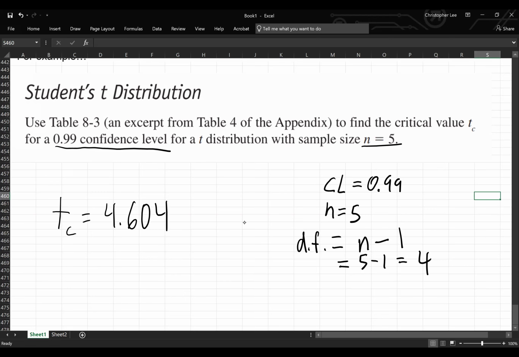Questions about this? That's the easy part. All right, go ahead. So your degrees of freedom is 4, right? So you go down 4, and where the C is, go across to 0.99. And then what number do they intersect at? Yeah, you got it.